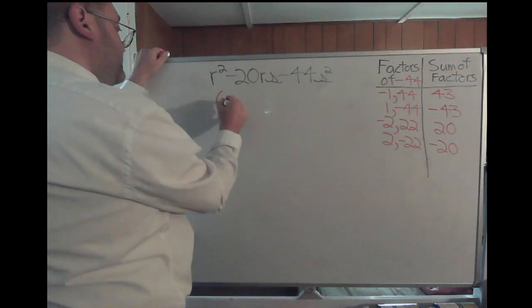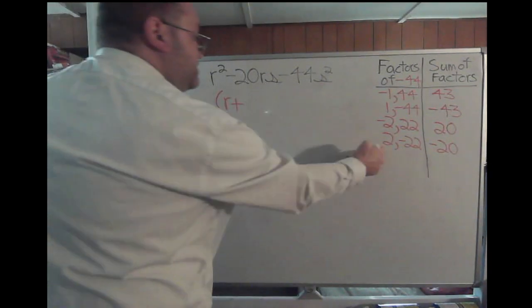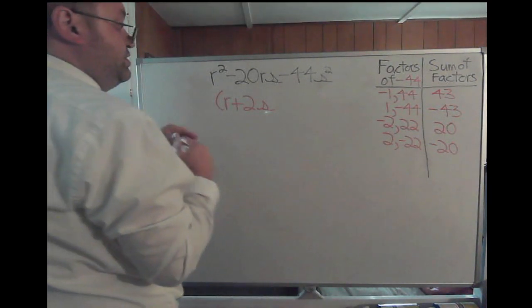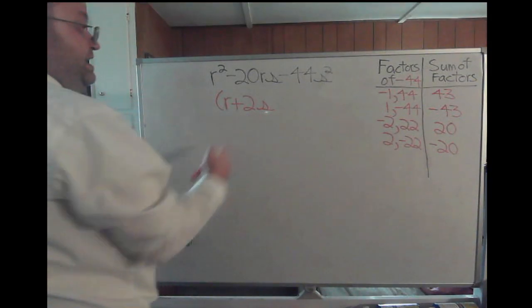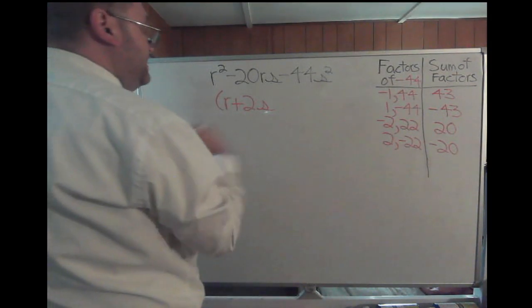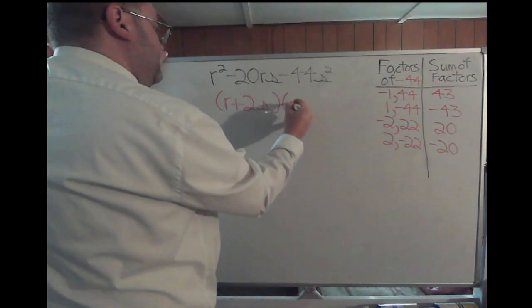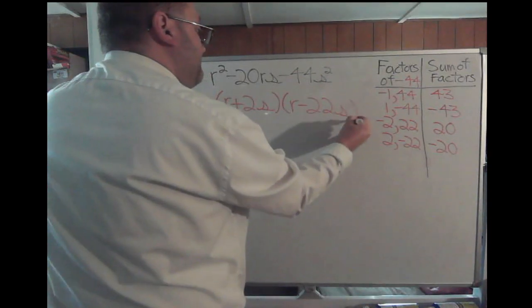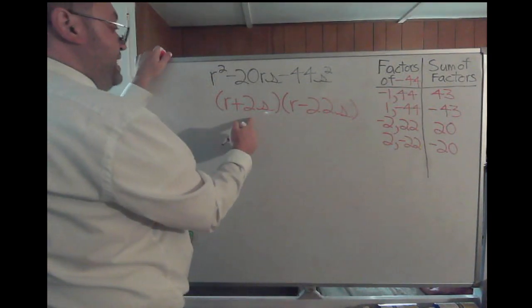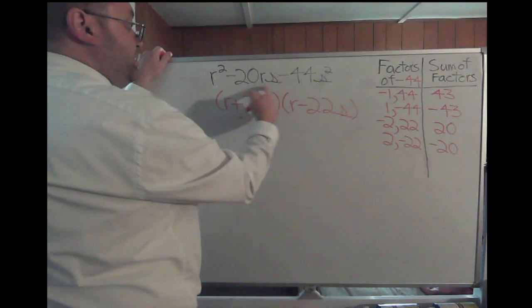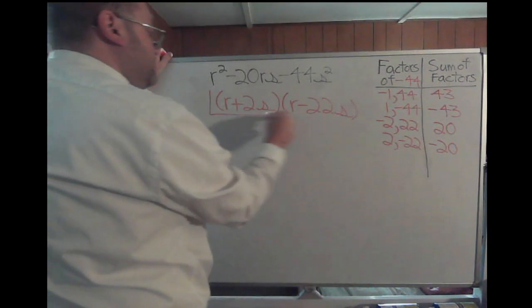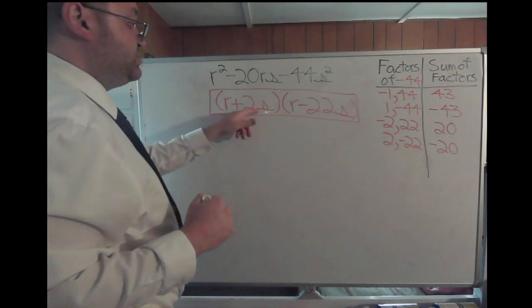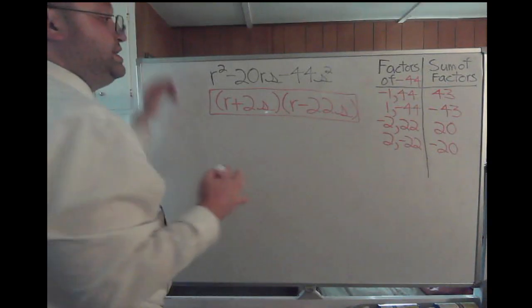So you're going to take the quantity of r plus 2, and actually 2s, because you have an s squared term for your third term. So you would have the square root of s squared tagging along. You get r plus 2s times the quantity of r minus 22s. And if you FOILed this back out, you would get r squared minus 20rs minus 44s squared. So the factorization of this polynomial is r plus 2s, that quantity, times r minus 22s.